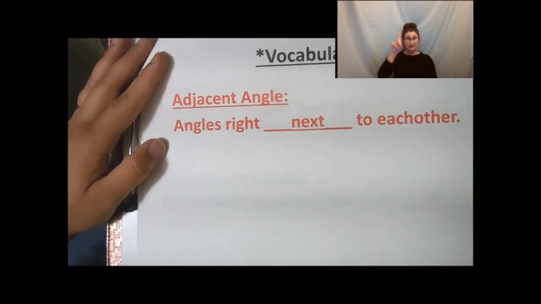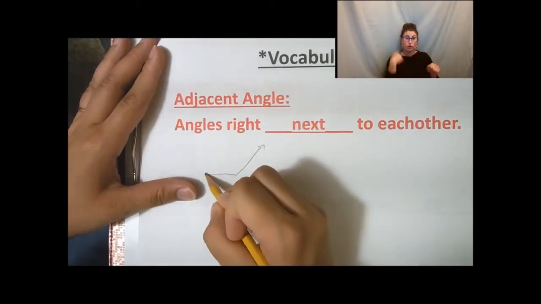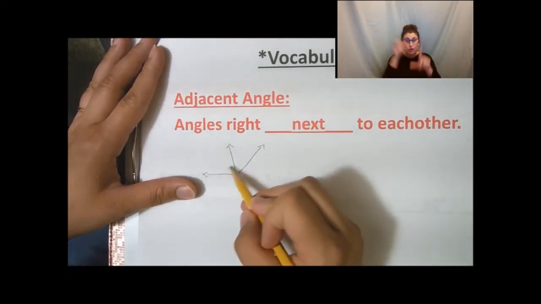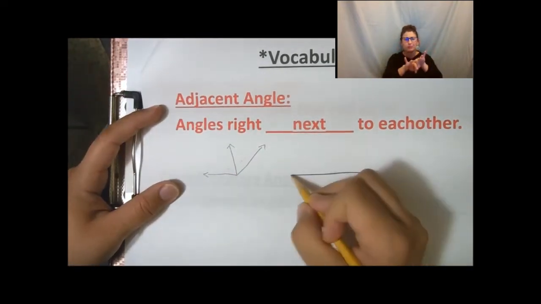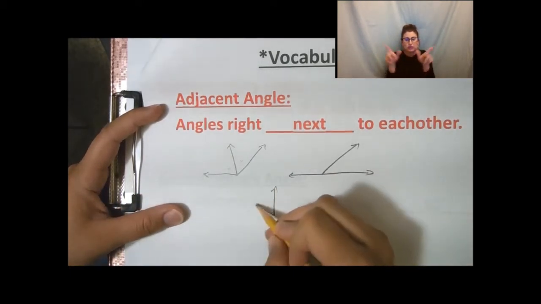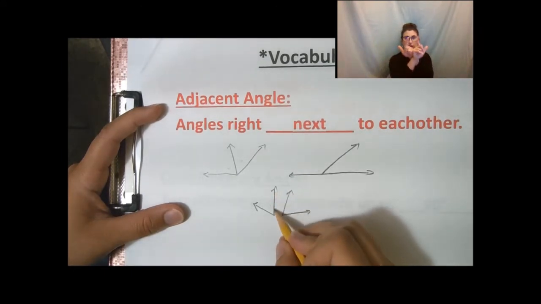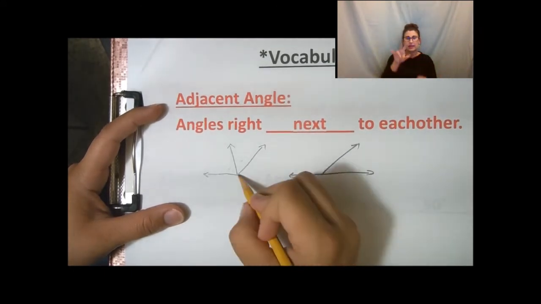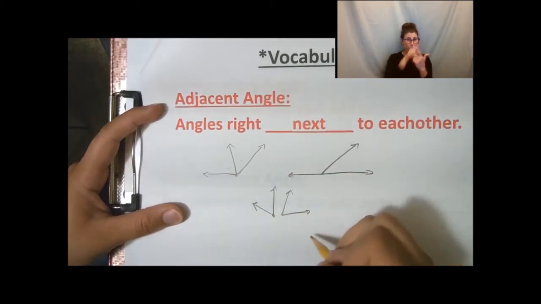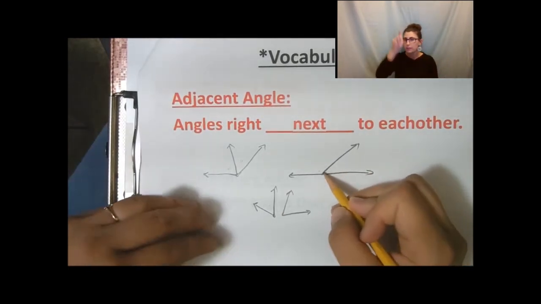Adjacent angles. Adjacent angles are angles that are right next to each other. It doesn't matter what the degree measurements are, as long as they're right next to each other, meaning they're touching. If I have an angle here and another angle over here, but they're not touching, they don't share the same edge or the same vertex. Look, this is the same vertex, they're sharing the same one. Then they're adjacent. Adjacent means they're right next to each other, touching.